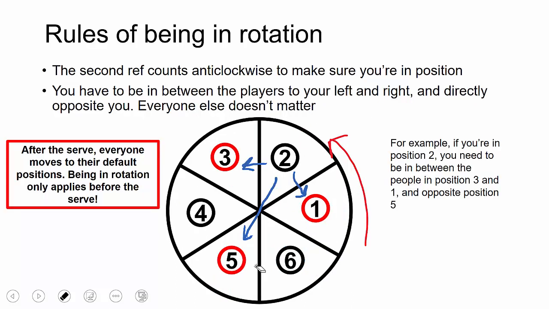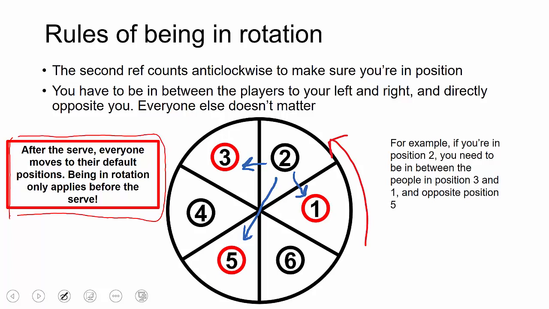Right, so this is what I was talking about here. I've just drawn over it again. The second ref counts anti-clockwise. You have to be in between the players to your left and the right, directly opposite you. This box here is important because it can get confusing if you don't recognize that this is only before the serve. Once the serve goes, you have to move to your default position. Do you remember where your default position was?